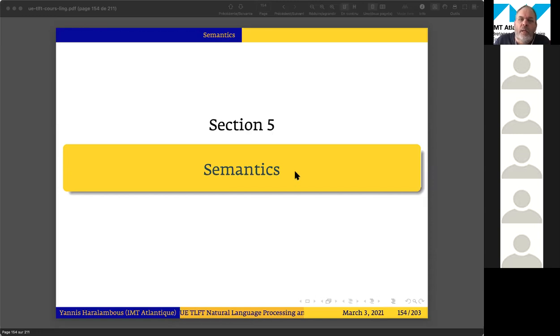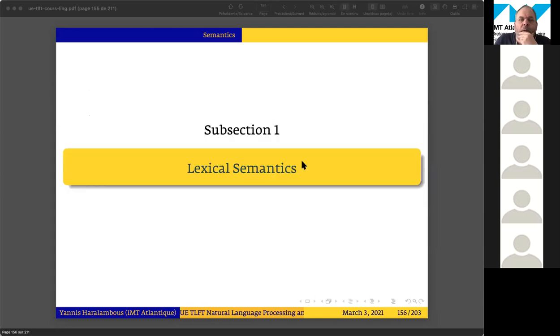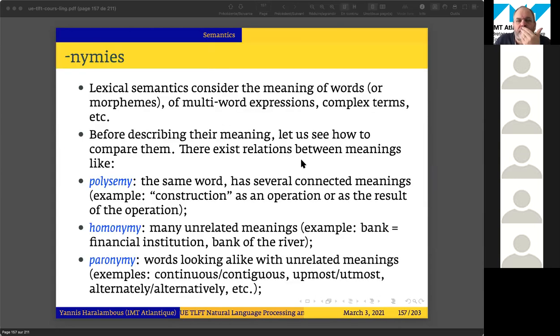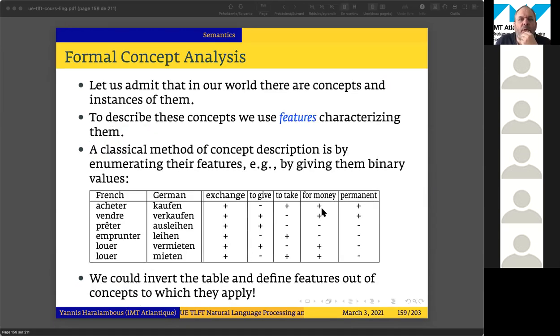So this is why I have given several approaches. And for most of them, you just need to know that they exist and where they can be applied. So for example, this is very introductory, the different kinds of nymies, hyponymies, synonymies, and so on. This is important and used in many different approaches.